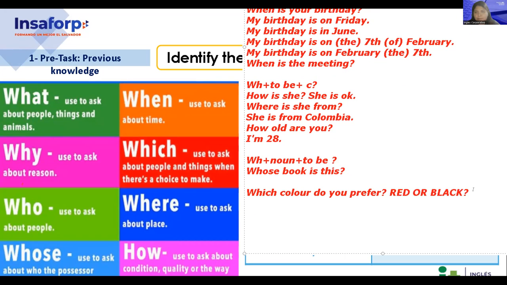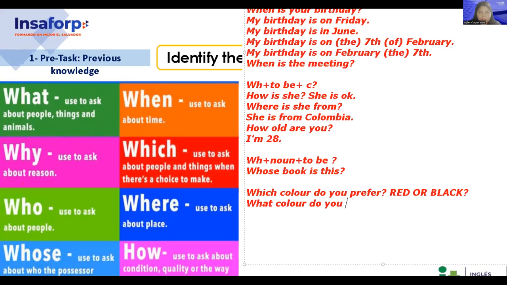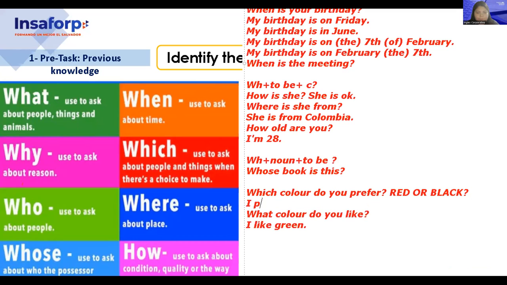Miren, tenemos ahí dos opciones. Entonces, hay el what. Y aquí también es bueno comparar el what y el which. Cuando yo utilizo what, miren, también puedo hacer la misma pregunta. What color do you like? ¿Qué color te gusta? ¿O cuál color te gusta? I like green, for example. I prefer red. Ok, vamos a ver.